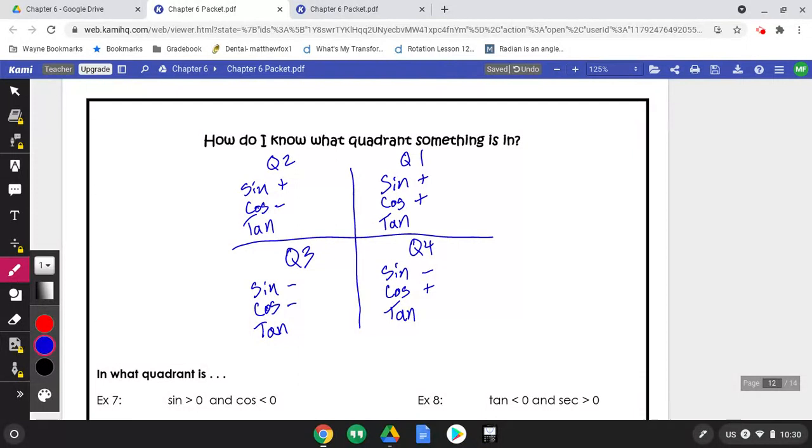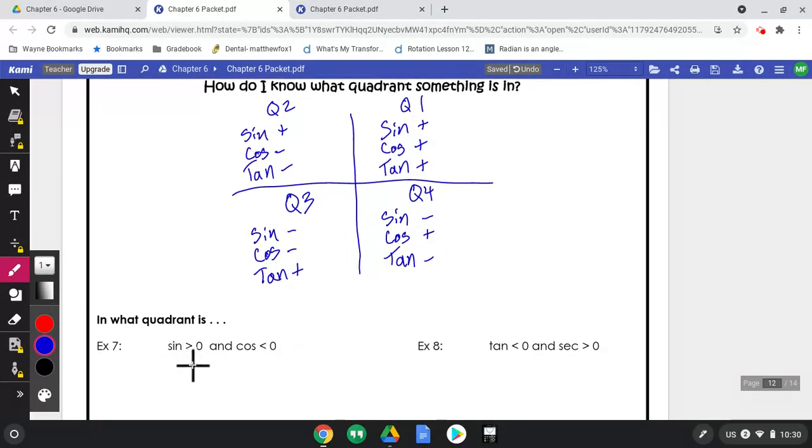Now, tangent. Since tangent is sine divided by cosine, or O over A, the only time it's positive is if these are the same. So plus over plus, that gives us a positive. Also, though, minus divided by minus, that becomes positive. But if they're different, like on 2 and 4, it will be negative. So, with that knowledge now, on example 7, sine is greater than 0. So if sine is greater than 0, we know it's either quadrant 1 or 2, because positive for y means up. Now cosine is less than 0, so that means cosine is negative. So over here, our answer, quadrant 2.